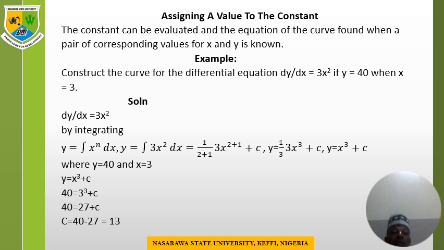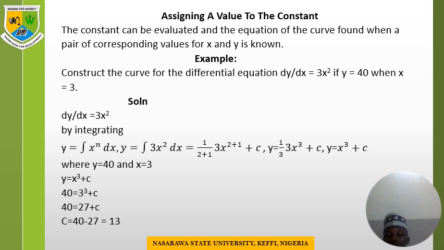Assigning a value to a constant under integration. Sometimes you can assign a value to a constant under integration. The constant can be evaluated and the equation of the curve found when a pair of corresponding values of x and y is known. For example, find the curve for the differential equation dy over dx. From this question, they have already differentiated the equation. You are now given the differential, and you have to revert this solution to the normal position.